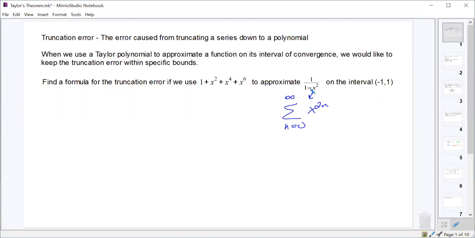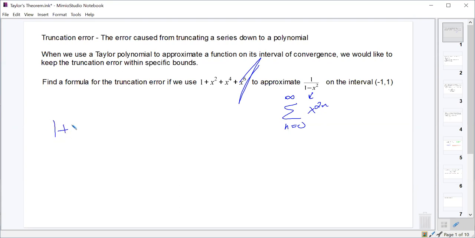So then we just plug in the x squared, becomes x squared to the n, x to the 2n. And we truncate it after the term x to the 6th. So we truncate it after 4 terms. Okay. So let's write out what the series would look like, and then let's write a couple terms past the truncation.